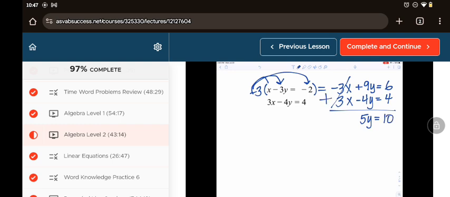Okay? Essentially what we're doing is we're adding. And when we add, if this is a negative, it remains negative. It's still 9 minus 4. Okay? And then if it's positive, it's 6 plus 4. So we're using the sign that's in front of the number. Positive 3x, negative 4y, positive 4.